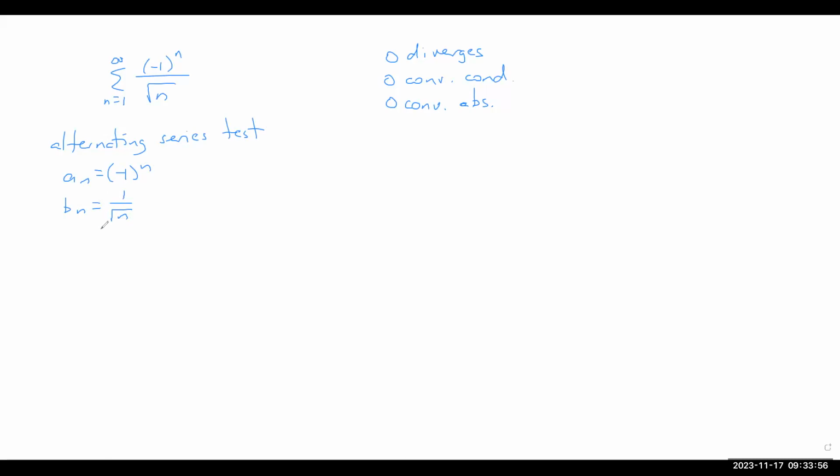So I have an alternating part. Now let's look at the non-alternating part. What do I want to know about this b sub n? Is it positive for all n? Okay, good. So it is positive. What else do I care about? Is it decreasing? And what else? Yeah, I need to know something about its limit as n goes to infinity. Does it go to 0? Absolutely does.